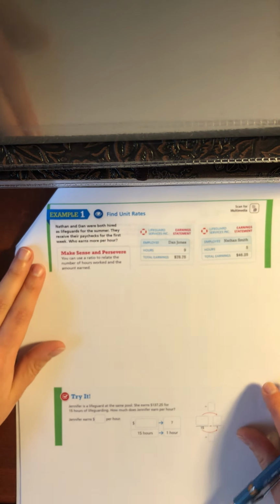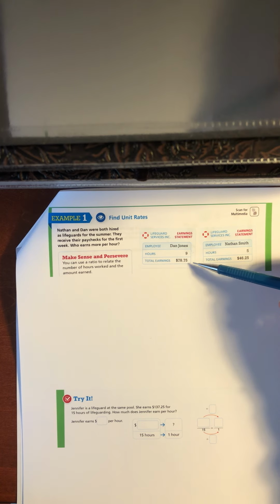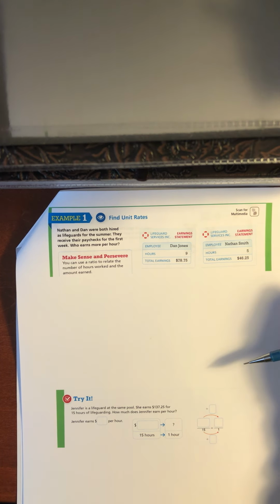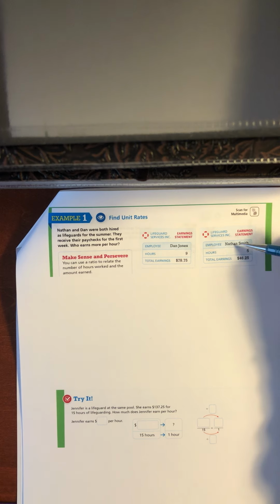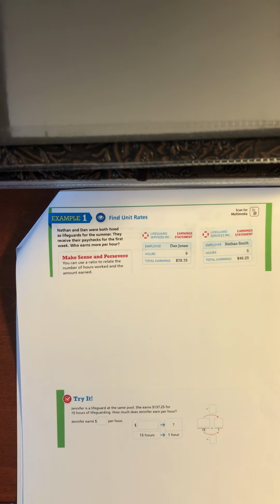Find unit rates. Nathan and Dan were both hired as lifeguards for the summer. They received their paychecks for the first week. Who earns more per hour? So if we look at Dan, it says that he made $78.75 working 9 hours. And then if we look at Nathan, it says that he made $46.25 working 5 hours. So what we need to do here is we need to figure out how much Dan made per hour and how much Nathan made per hour, and then we need to compare those unit rates to see who made more money.